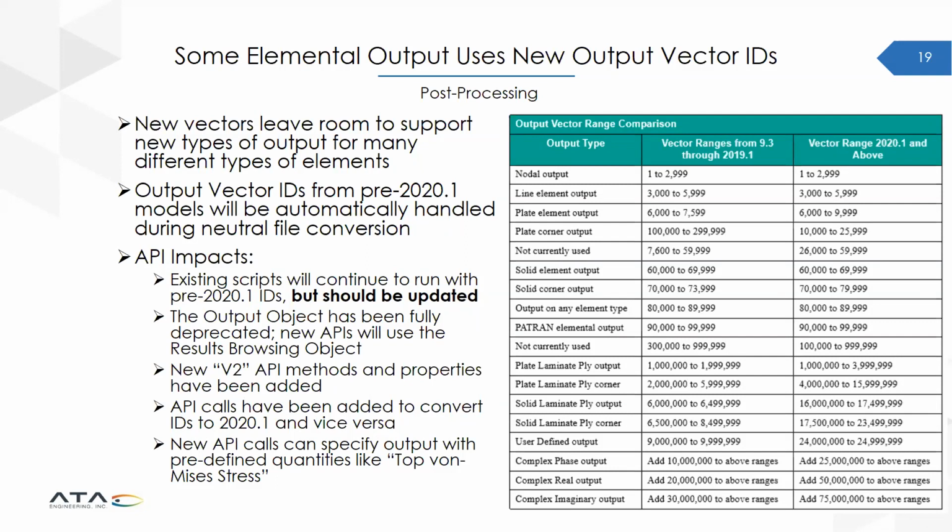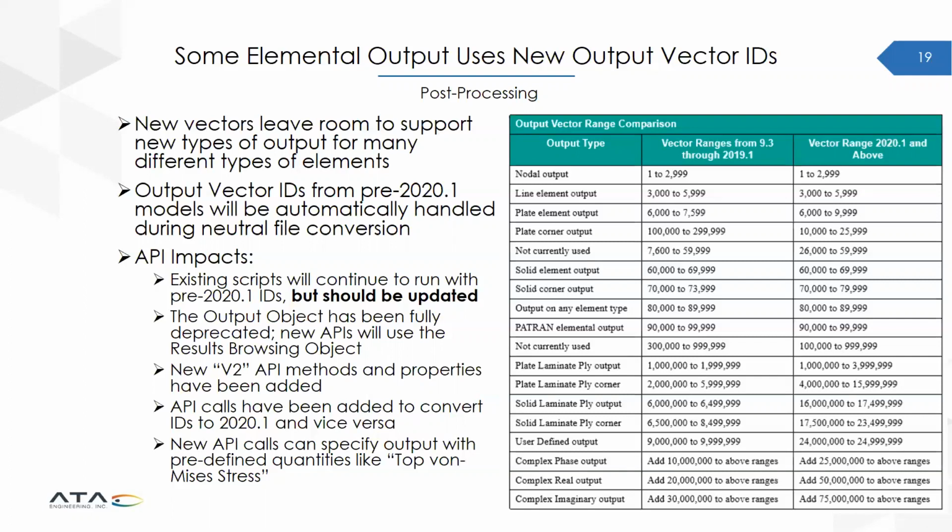And there's a few other changes as well. So the output object has been fully deprecated, and new APIs will use the results browsing object. And then in addition, there's actually an entire new set of V2 API methods and properties that'll be added. So that's how Femap knows whether your API is using the original commands or the new ones, is that we'll be using these new V2 versions. And then there's a few new API calls as well. There's one that allows you to convert your IDs between 2020.1 and the previous numbering scheme.